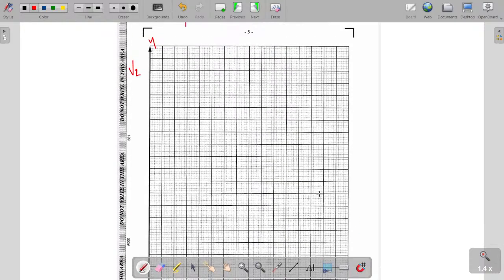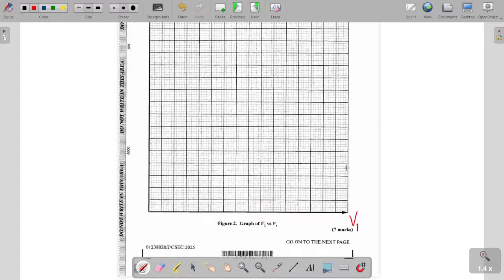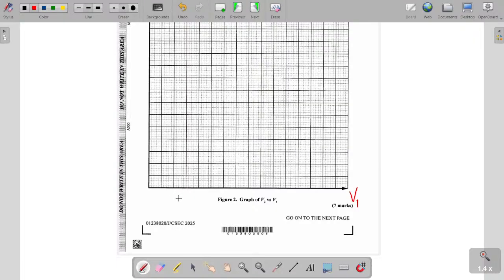Alright, after we have labeled our axes, we need to determine which of these boxes we are going to be using. My recommendation is that you use 2 boxes to represent 1. So on my x-axis I'm going to mark off 2 boxes each time.